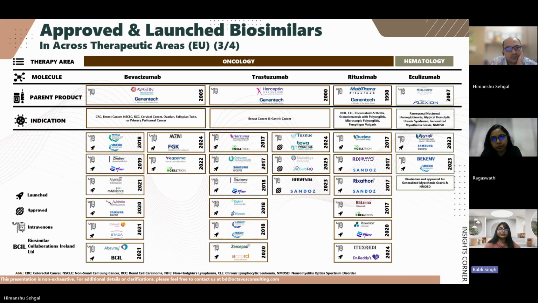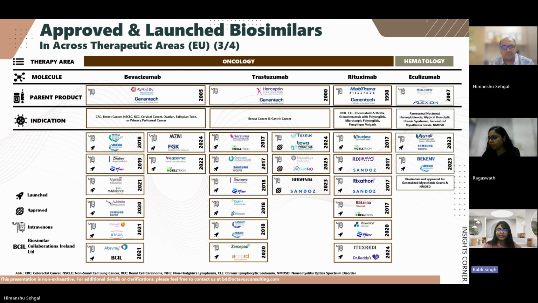So here is also a landscape of approved and launched biosimilars, but in the European market. As you can see, we have presented the same therapy areas here. First is oncology and then hematology. First, bevacizumab. There are 8 biosimilars that have been launched here. They are all launched for the same indications as the reference biologics.